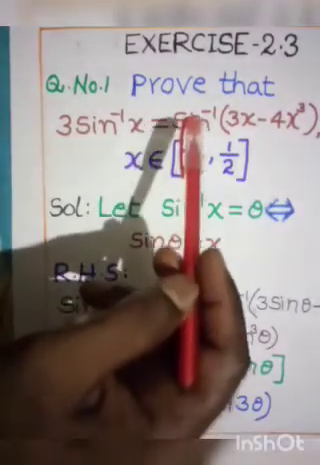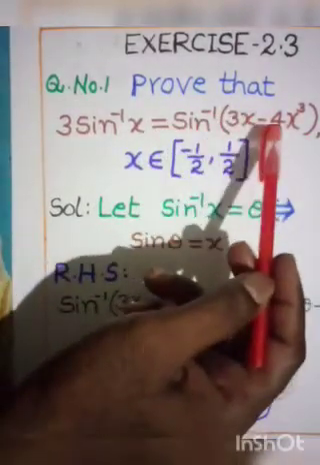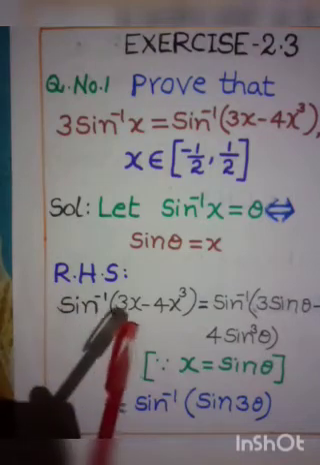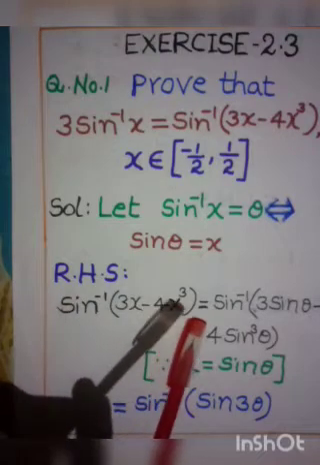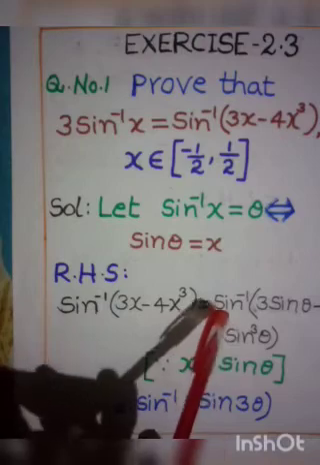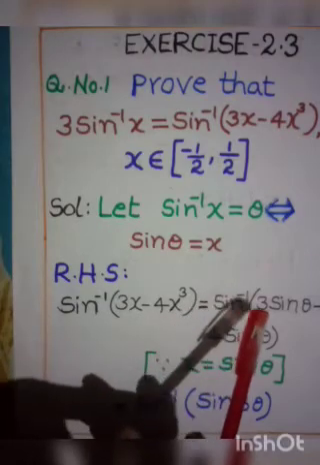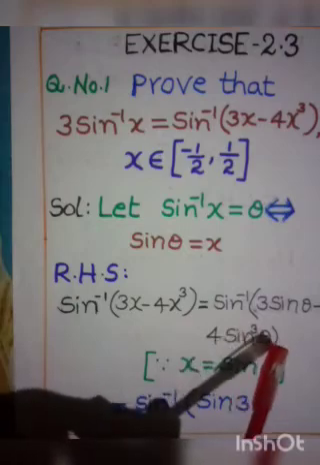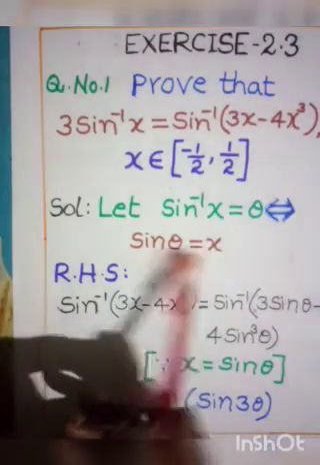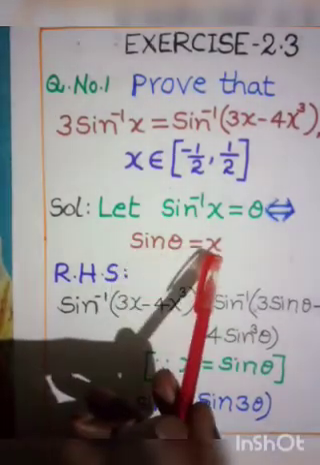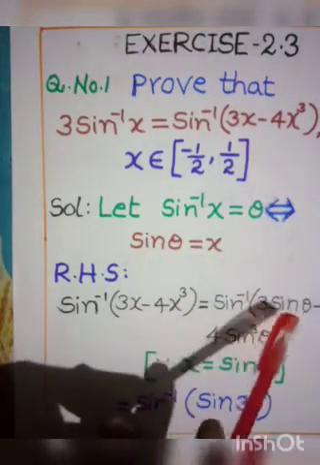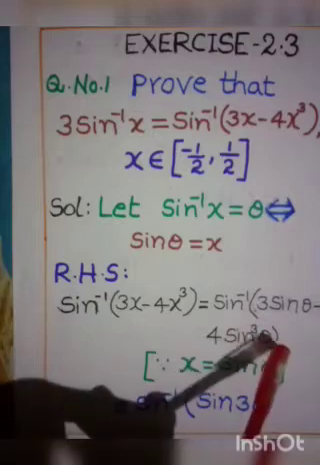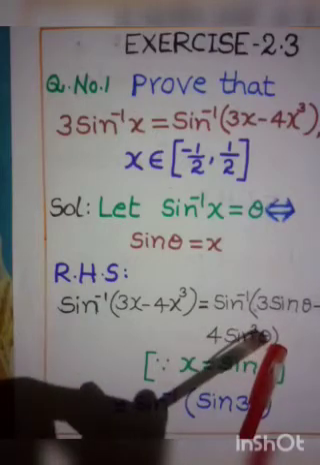What is the RHS? Sin inverse of 3x minus 4x cube. So we have taken sin inverse of 3x minus 4x cube. This is equal to sin inverse of 3 sin theta minus 4 sin cube theta, because here we are substituting x is equal to sin theta. Then we get this step. Understood this step, my dear children?